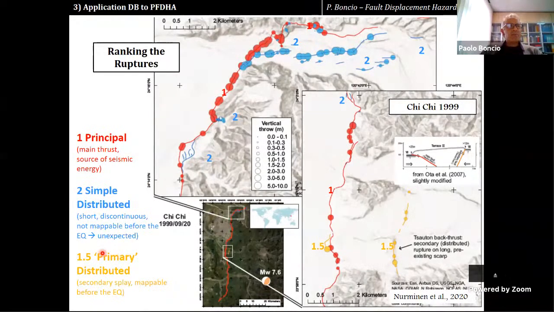In orange, we have primary distributed ruptures that are the reactivation of pre-existing synthetic or antithetic splays, the reactivation of a pre-existing scarp, so something that can be mapped before the earthquake. We rank this 1.5 because they are in between the principal and the simple distributed, 1.5.